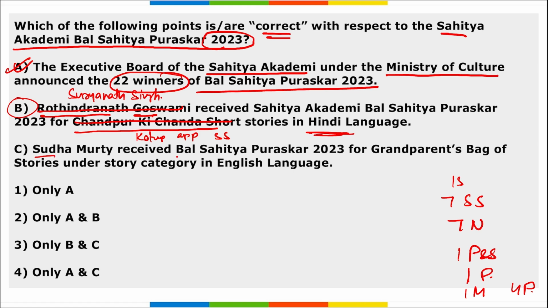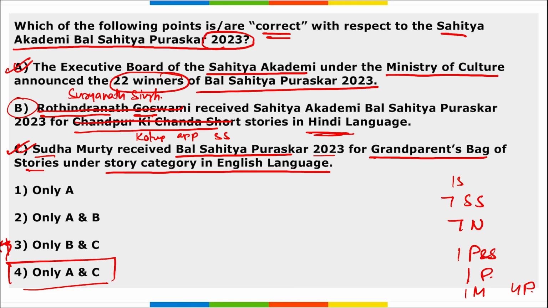Third, Sudha Murthy received Bal Sahitya Puruskar 2023 for grandparents bag of stories under story category in English language. So option C is also correct here. So right option here is option A and C.